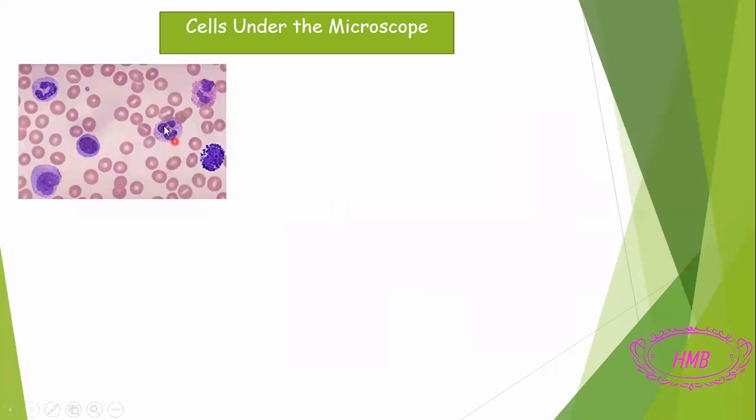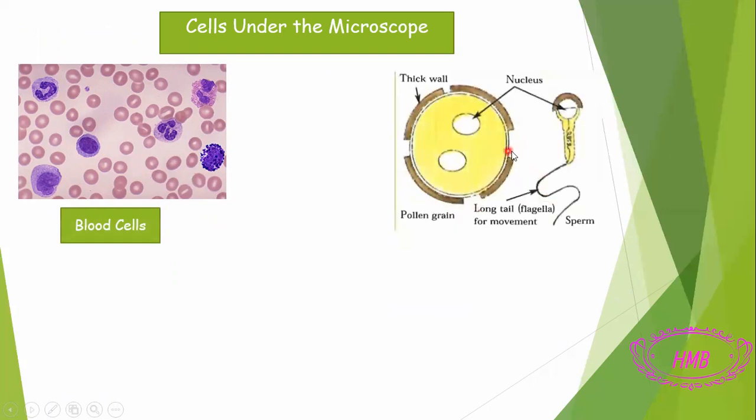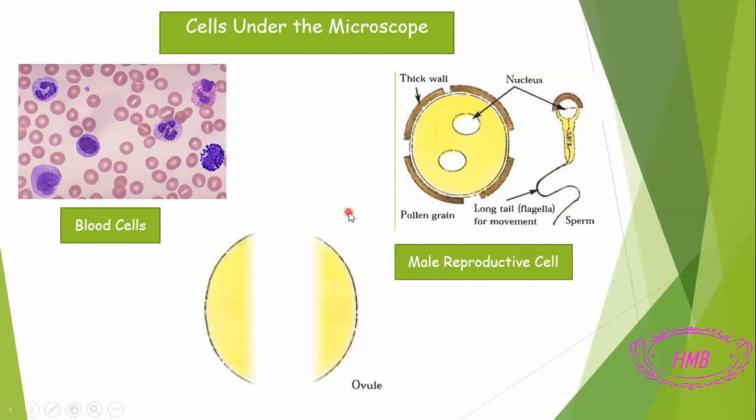Also, we have blood cells. We have another that is the sperm cell, and this is an egg cell. This is a sperm cell, and this is the head of the sperm cell. This is found in the male, or in the male animals. It's for reproduction. And we have the cell here that is the ovule. It's the egg cell found in the body of the female, and it's also for reproduction.